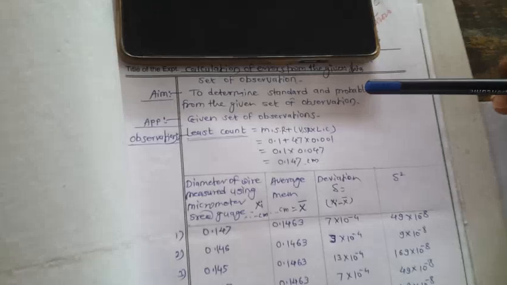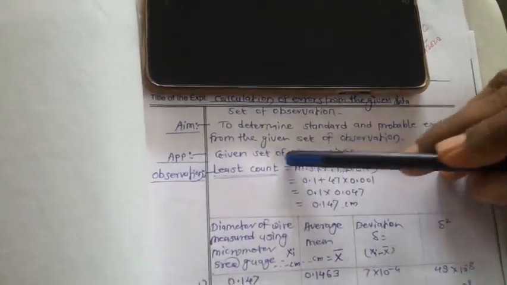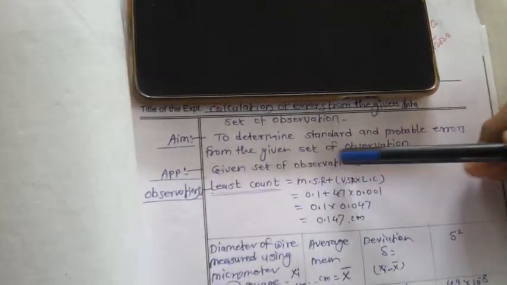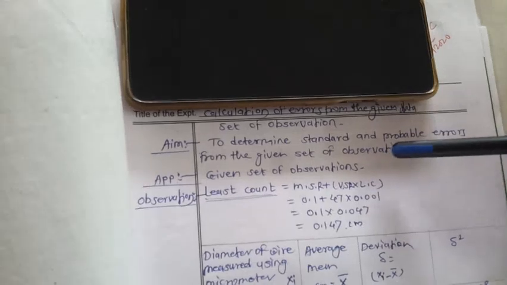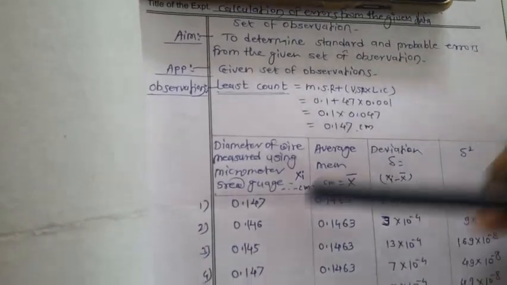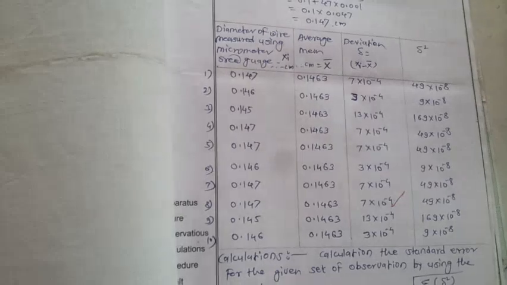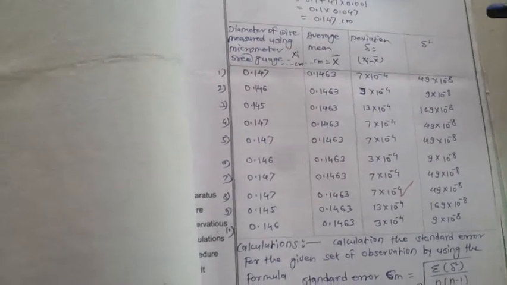Then for this measurement, the diameter is equal to main scale reading plus least count into vernier scale reading. So we get these 10 observations. Then we can take the average mean, adding all these 10 observations and dividing by 10, we get the average mean for these observations. Then after, we can calculate the deviation.